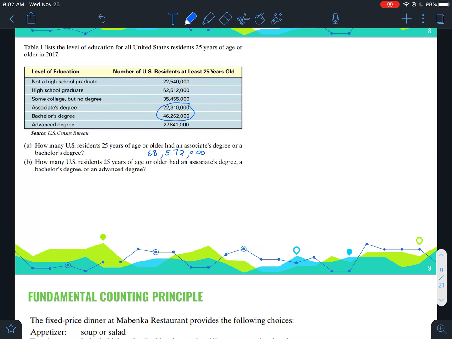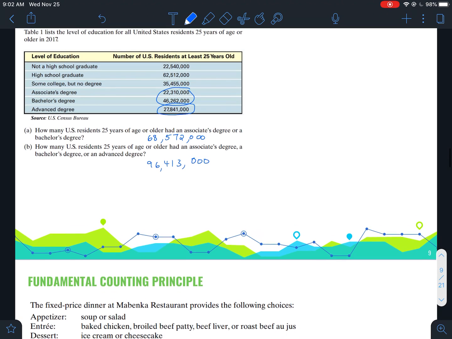So how many U.S. residents 25 years of age or older had an associate's degree, a bachelor's degree, or an advanced degree? So now I'm going to take the 27,841,000 and add it to what I just got. So that gives 96,413,000. I'm sure you guys can all read a table and answer those questions.